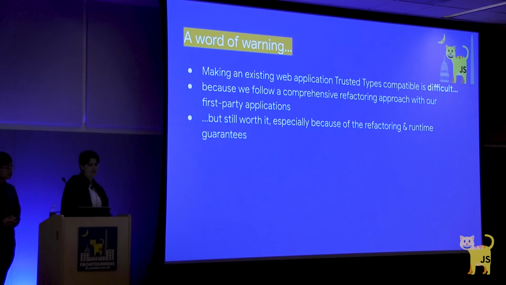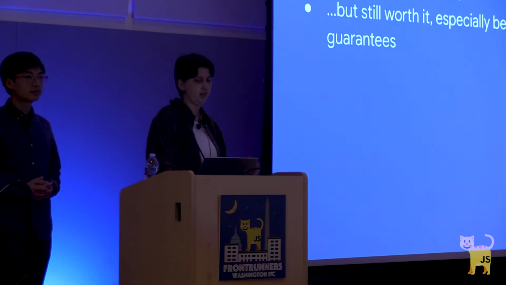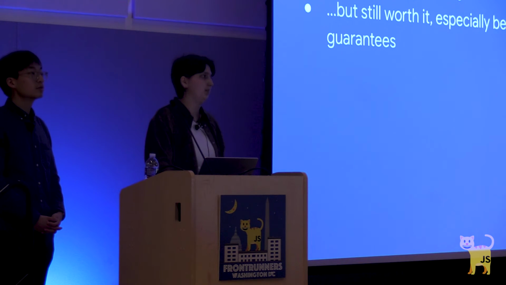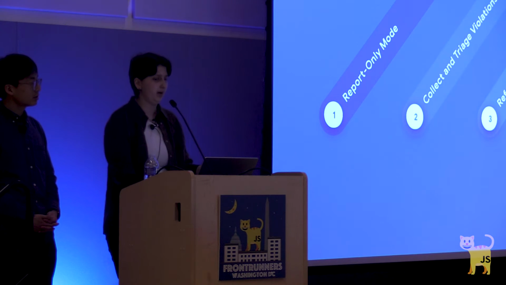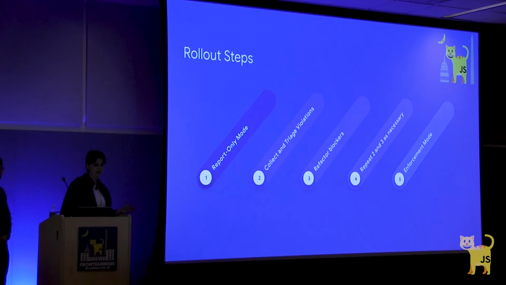And a word of warning before we get started, making an existing web application trusted types compatible is difficult, especially because we follow a comprehensive refactoring approach with our first-party applications. But we still think it's very worth it, especially because of the runtime guarantees that trusted types provides and how it was able to protect against DOM XSS at such a scale. Now we'll talk at a high level about how we approach the refactoring of an existing complex web app to be trusted types compatible at Google, but this overall approach will apply to other web apps as well.